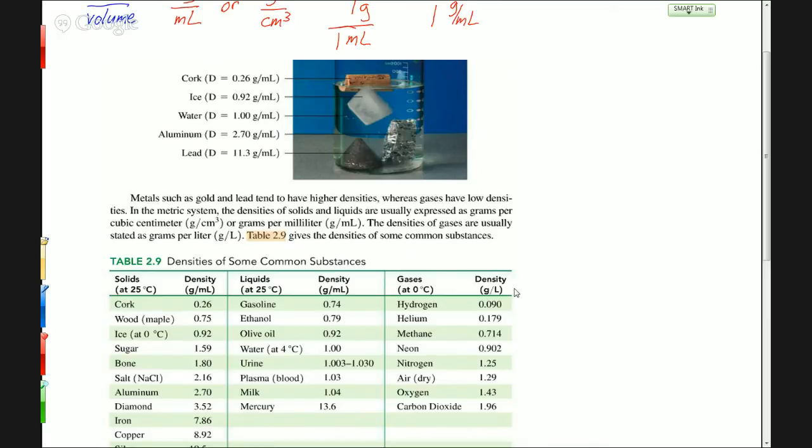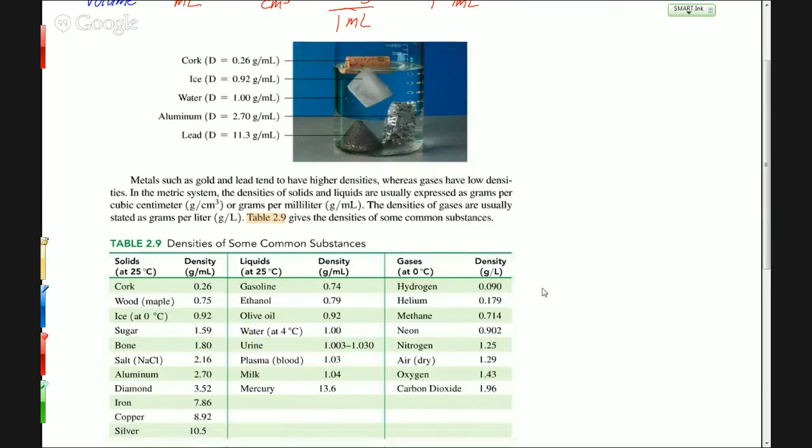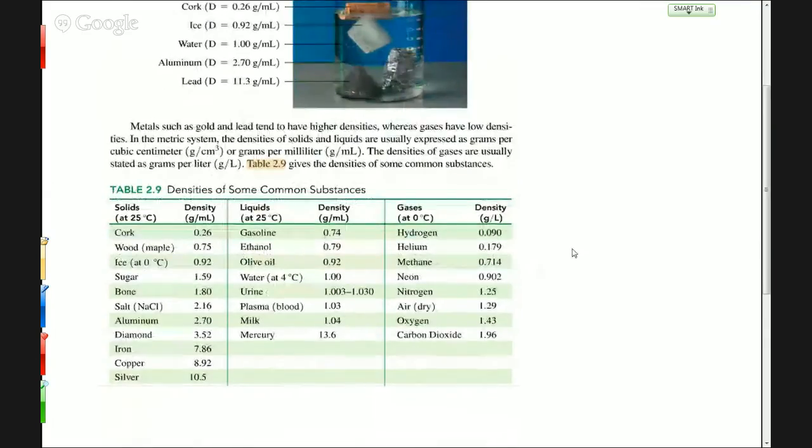So I think when you have a chart like this, you're trying to compare them. It seems like it would make more sense to keep everything in the same units, but it is true that gases are usually reported in grams per liter. So I guess that's how the authors decided to do it.